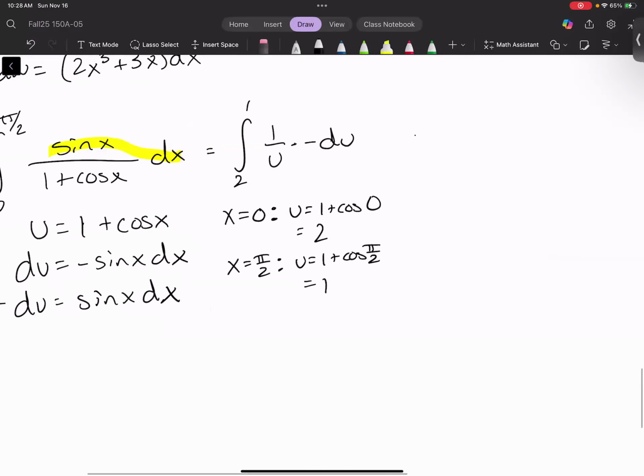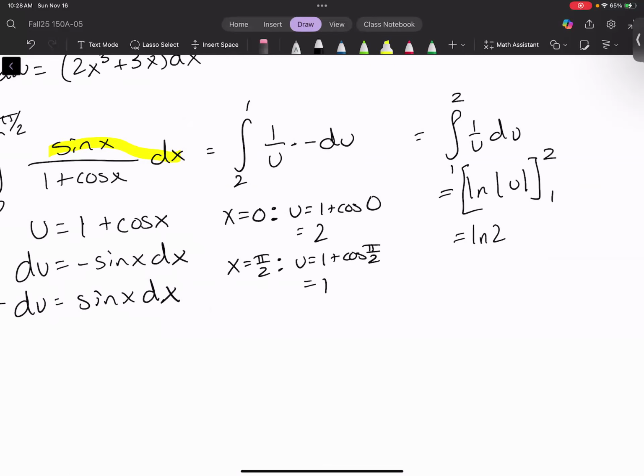Again, we can use the negative to reverse the bounds. 1 over u. And then this is natural log absolute value u. And then my bounds. So this is going to be natural log 2 minus natural log 1. Okay, and we have to know this. Natural log 1 is 0. Any logarithm, you plug in 1, you get 0. So we get ln 2. All right, so that's about 0.692, I think.